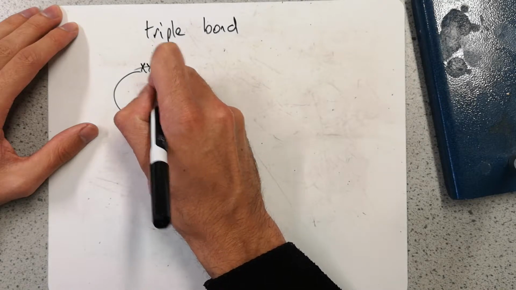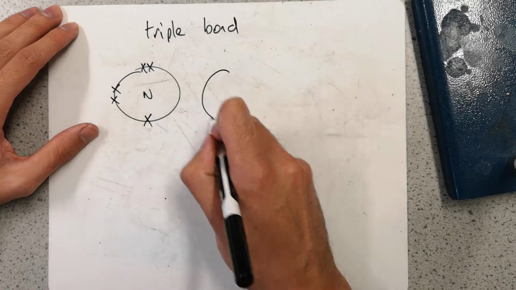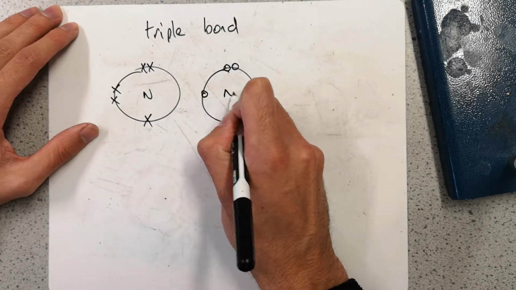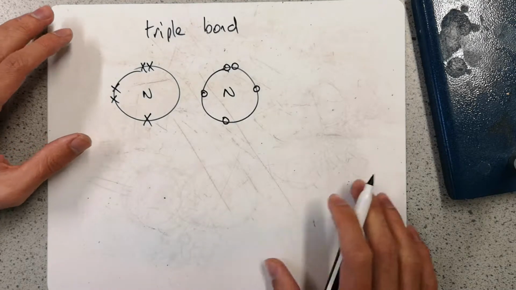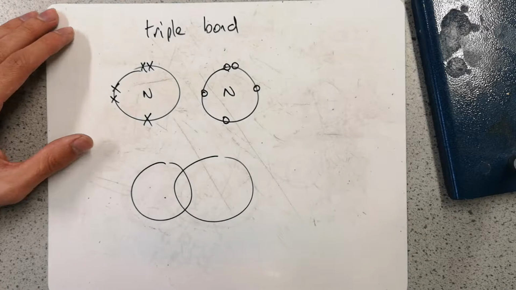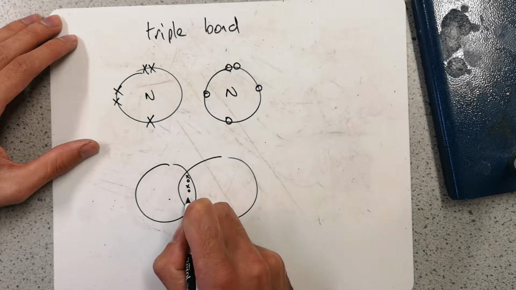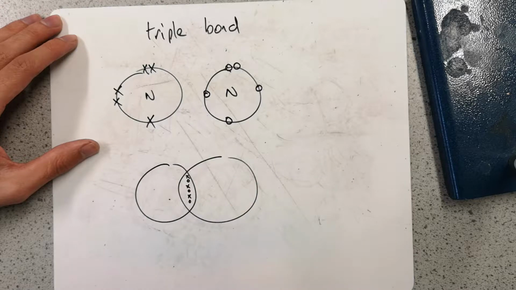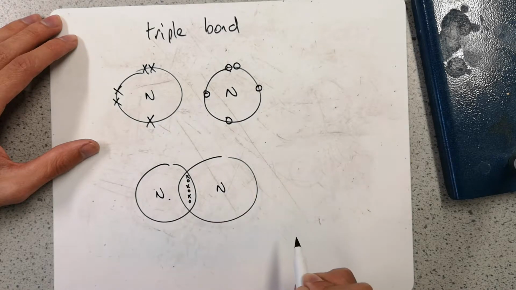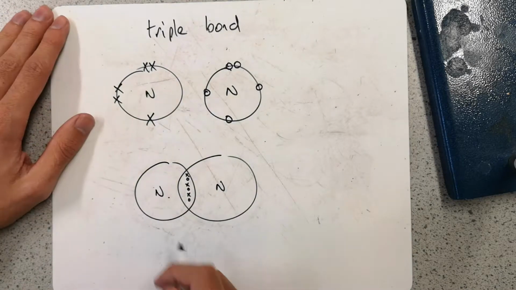nitrogen, which has got 5 electrons in its outer shell. And that can come up to another nitrogen with 5 electrons in its outer shell. So they each need 3 more to get up to a full outer shell. So this time each nitrogen atom is going to put 3 electrons in. So we've got 3 crosses and 3 dots. So if it's put 3 electrons in, it's only got 2 left.